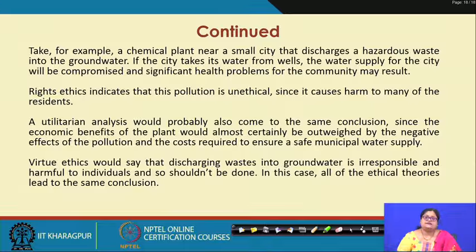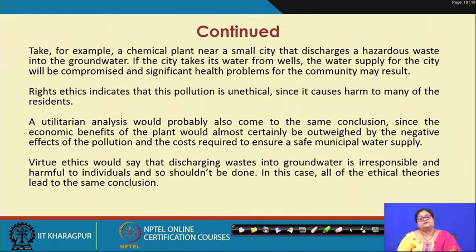Rights ethics indicates that this pollution is unethical since it causes harm to many of the residents. Utilitarian analysis will also probably come to the same conclusion, since the economic benefit of the plant would almost certainly be outweighed by the negative effects of the pollution and the cost required to ensure a safe municipal water supply.